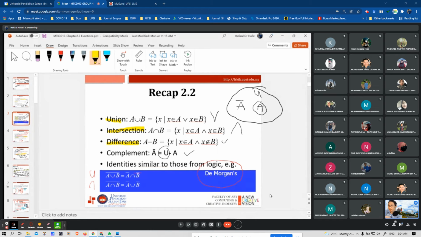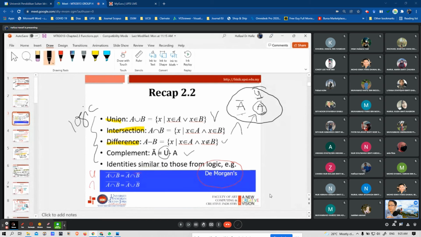Then we have the complement or negation. With the universe of discourse U, the complement is U minus set A. For example, if we have set A, the complement of set A is everything other than set A. The identities are similar to those from logic, so we map them to the logical equivalences.